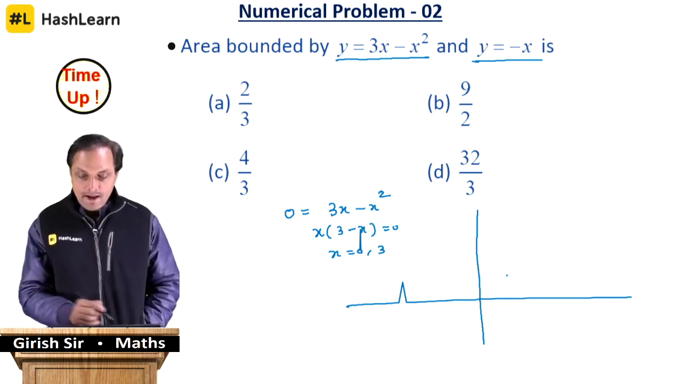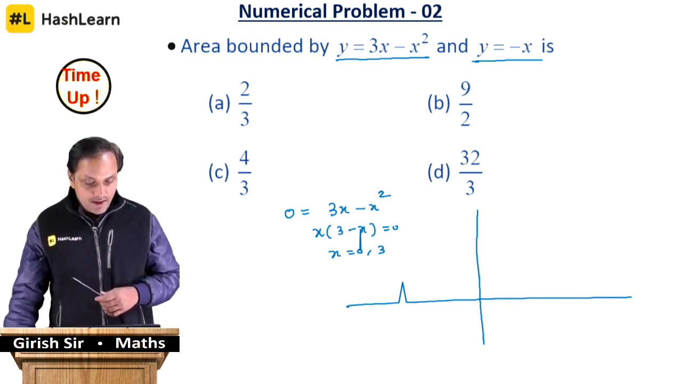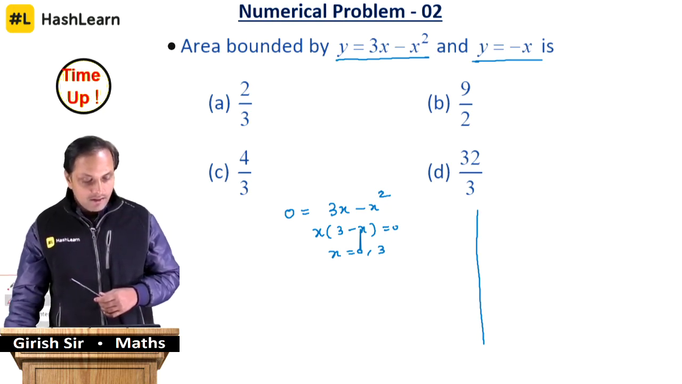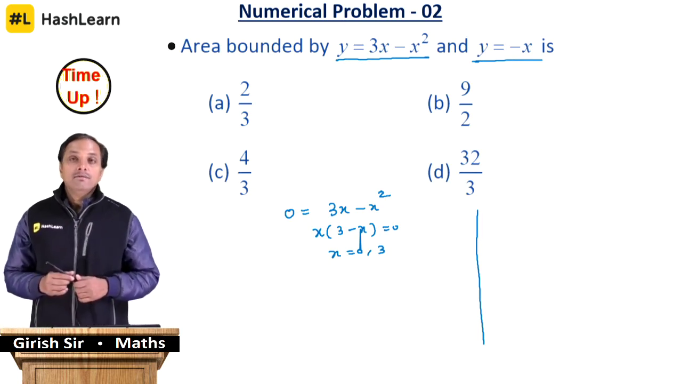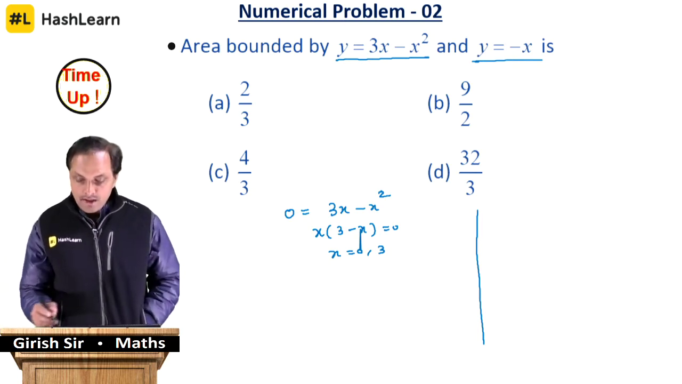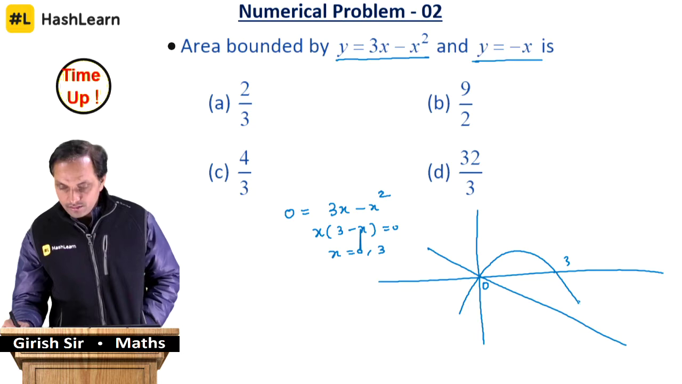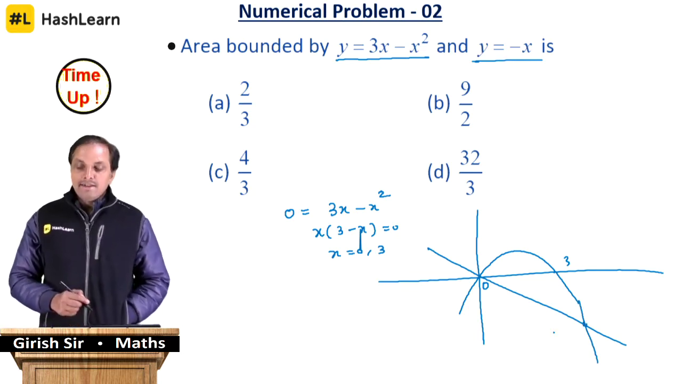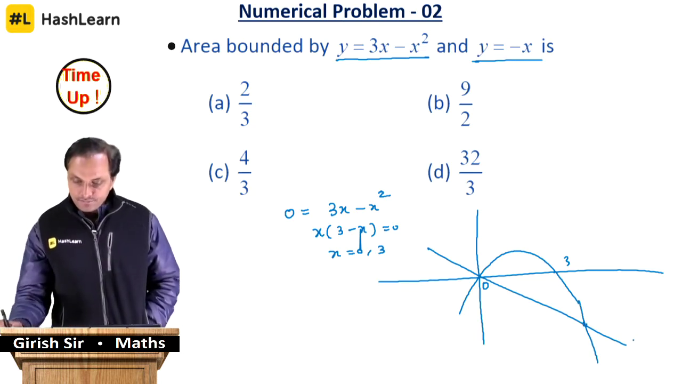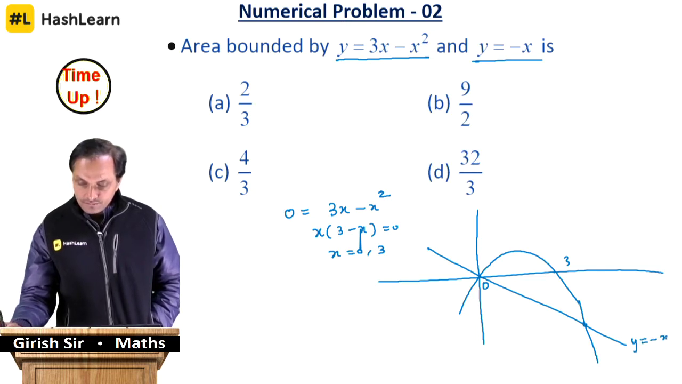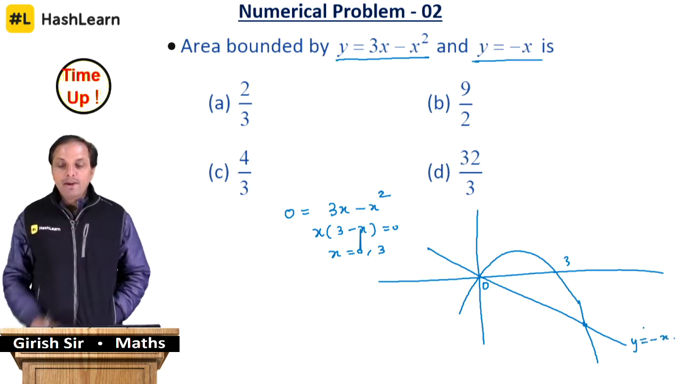This is a parabola. So how to draw that parabola? You know that if it is plus x square, it will open upward. Minus x square will open downward. This is 0 and this is 3, and this is your y is equal to minus x line. It will be like this.